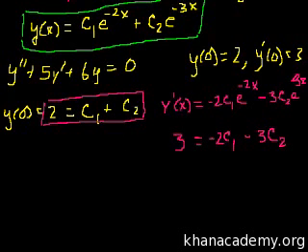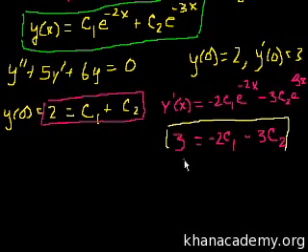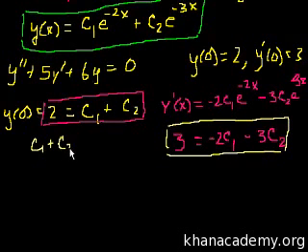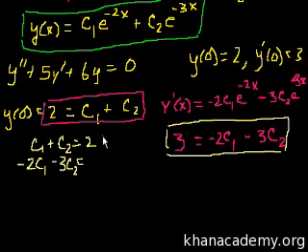So now we go back into your first year of algebra. We have two linear equations with two unknowns, and we can solve. Let me write them in a form that you're probably more used to. The first one is C1 plus C2 is equal to 2. And the second one is -2 C1 minus 3 C2 is equal to 3.